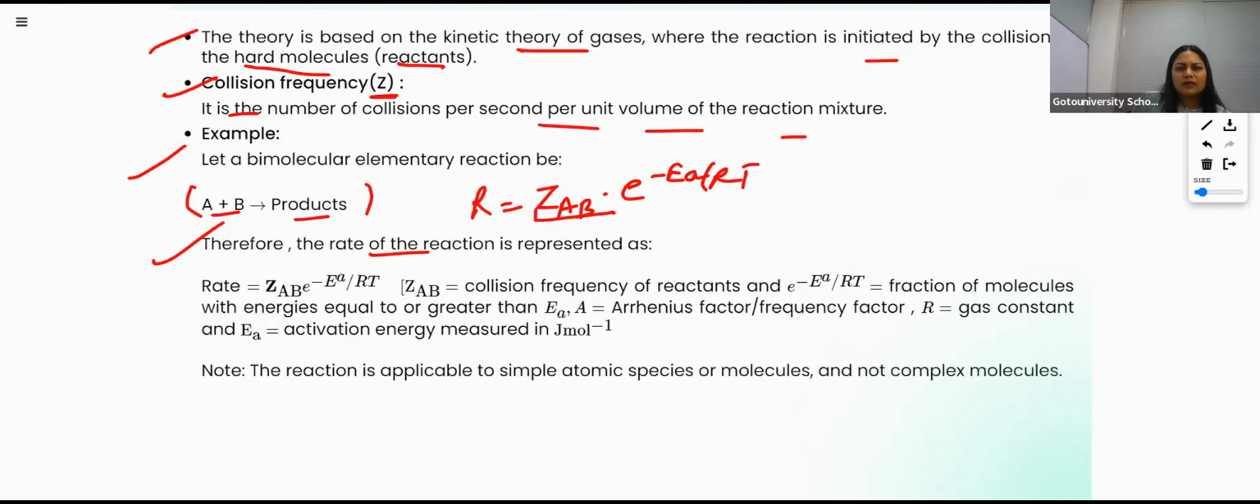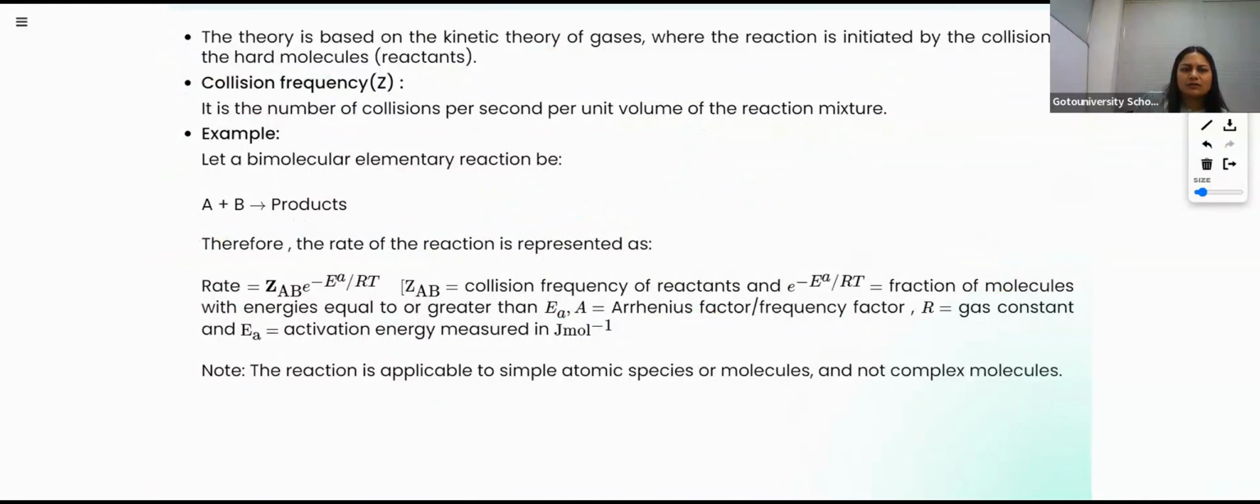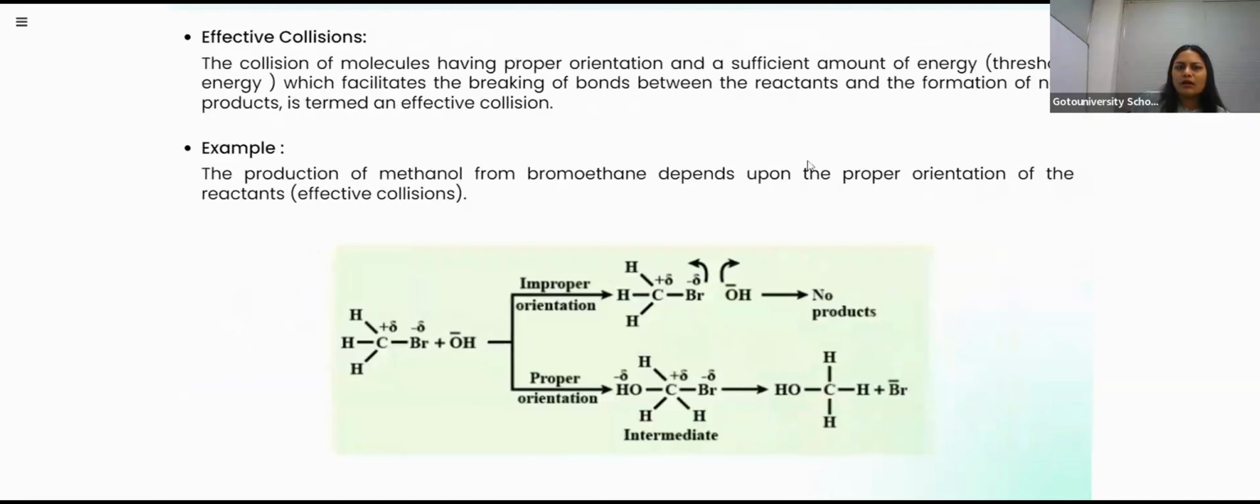Here Z_AB is the collision frequency of the reactants, and this is the fraction of molecules with energies equal to or greater than the activation energy, Ea, where A is the Arrhenius factor, or frequency factor, and R is the gas constant. Ea is the activation energy, measured in joules per mole. The theory is applicable to simple atomic species or molecules and not to complex molecules.